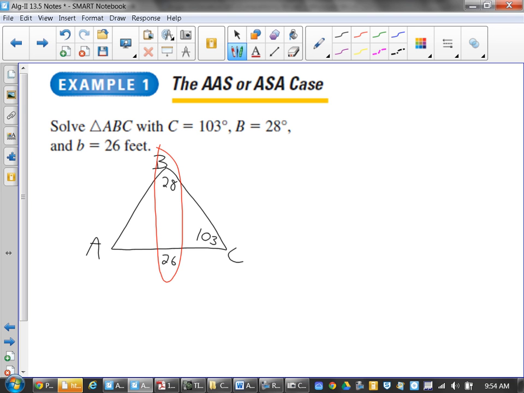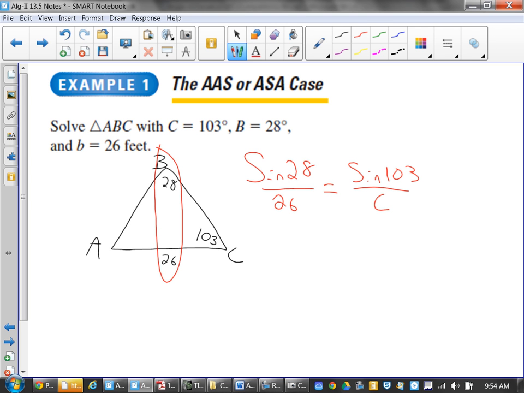So I'm going to write that out, that I know that the sine of 28 is to 26 as, well, the other angle that I'm given is the 103. Sine of 103 is to C. We okay on that? Fraction equal fraction. All you have to do is cross multiply. Now, let me show you how this is going to work. I'm probably only going to have to walk through it once, and you'll probably start to pick up on some shortcuts, and that's perfectly fine.